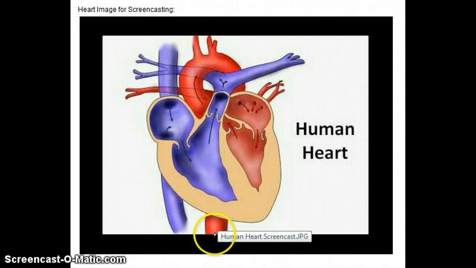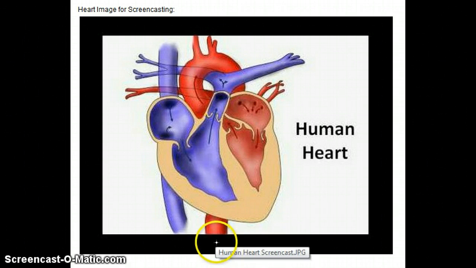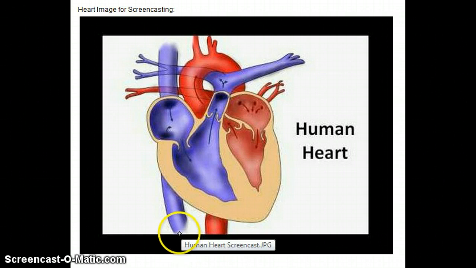Once the oxygen is used up by the cells in the capillaries and there's the oxygen exchange, we get carbon dioxide put into that blood. It's deoxygenated blood, and then the blood returns and the entire process begins again, entering in through the inferior vena cava and the superior vena cava.